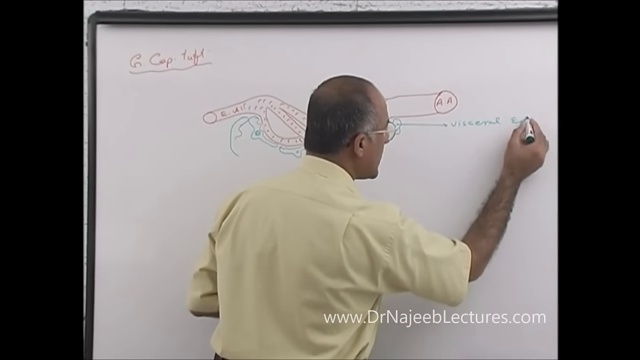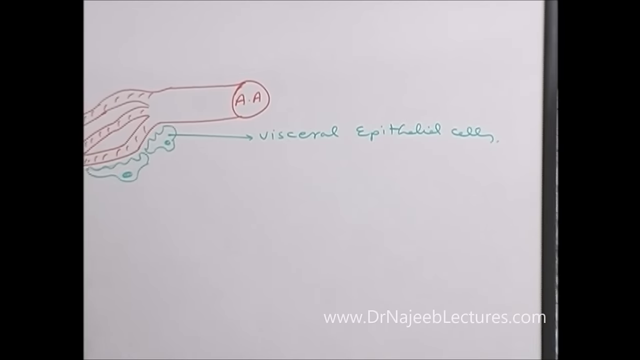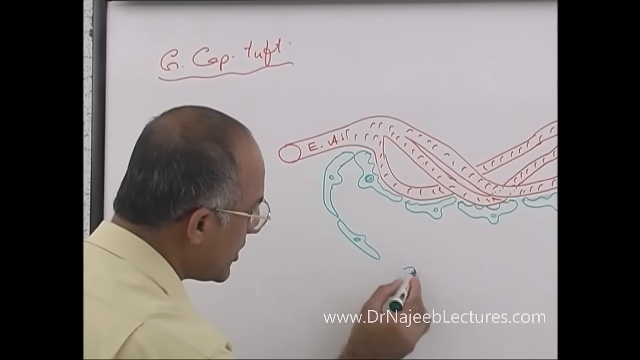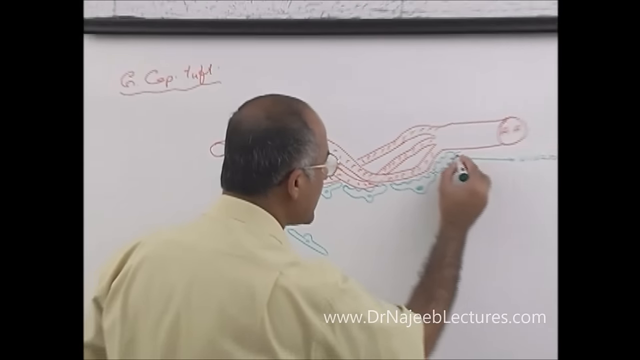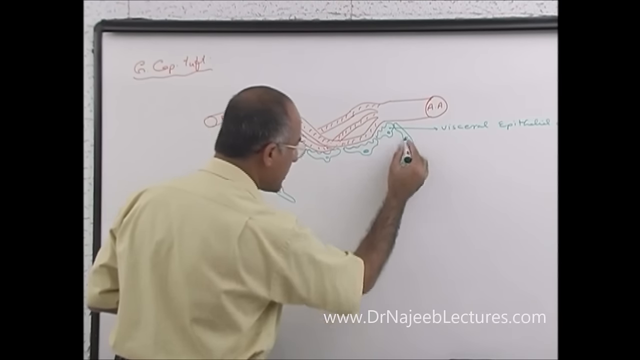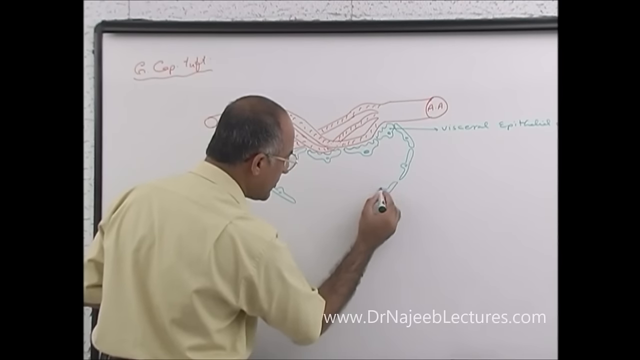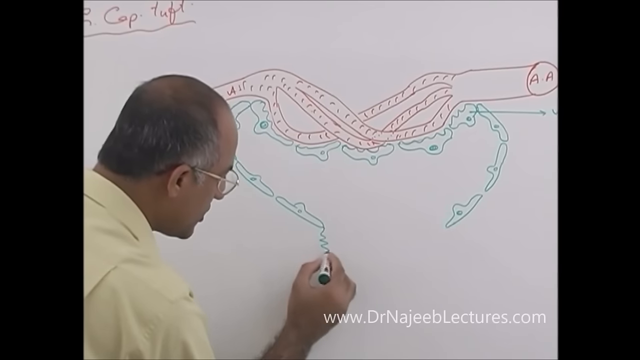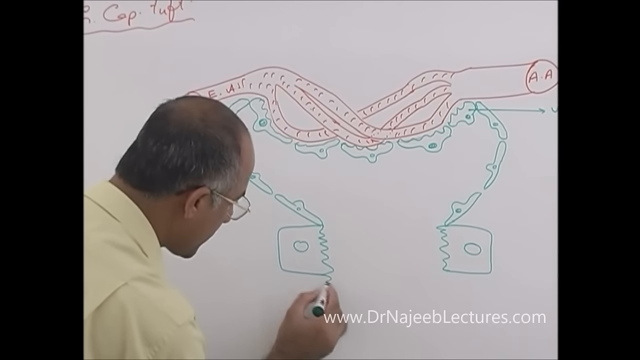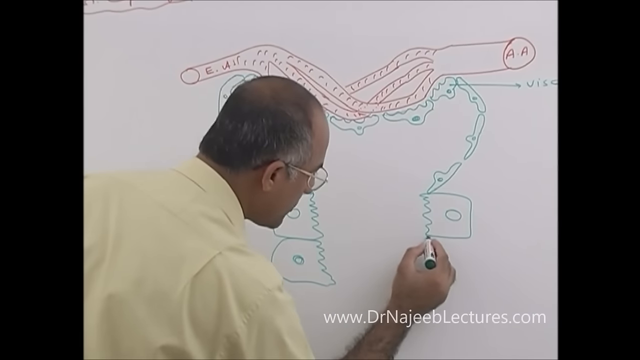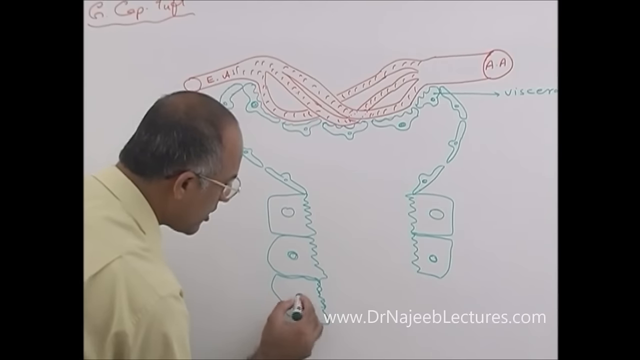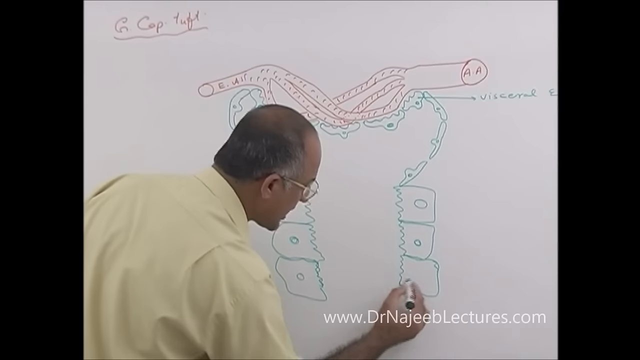Visceral epithelial cells. And then they are connected with another type of cells, which are called parietal epithelial cells. And then these cells join together with the next group of cells, which make the proximal convoluted tubules. These are the cells of the proximal convoluted tubule, which we'll study later.